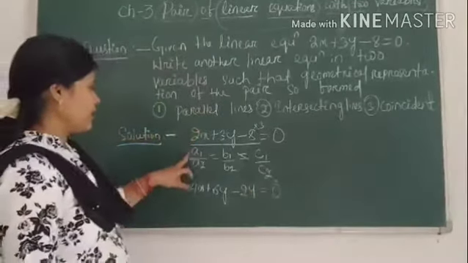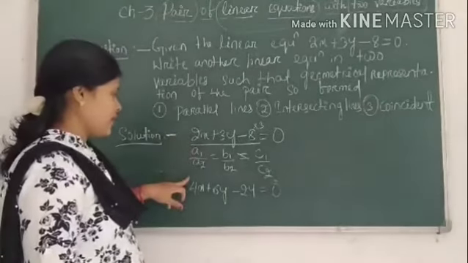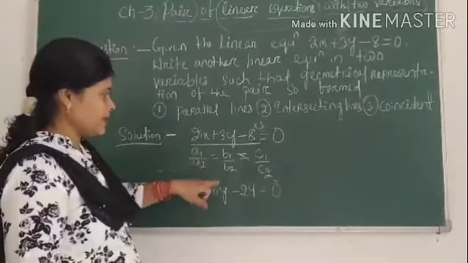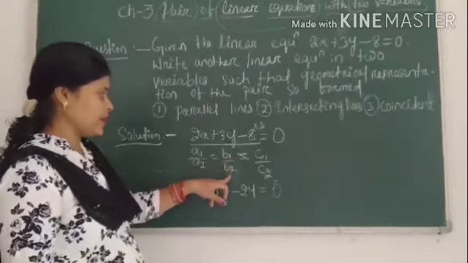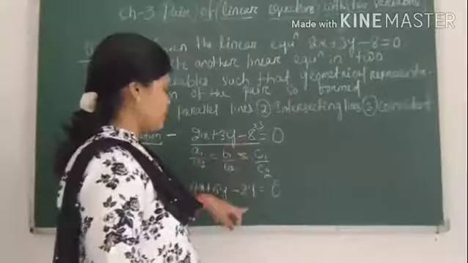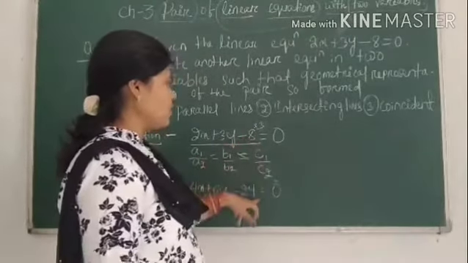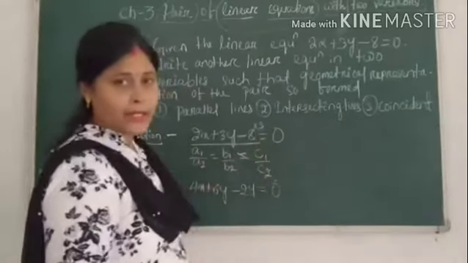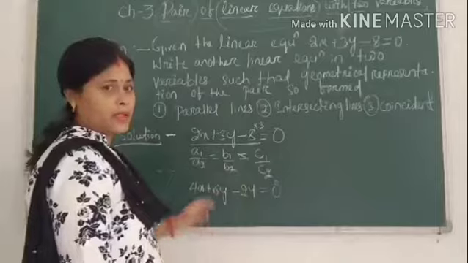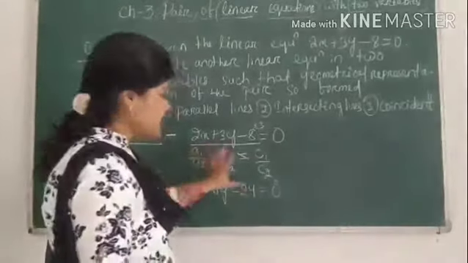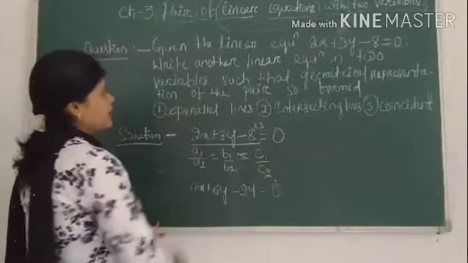Then find A1 by A2. So 2 by 4 is your half and 3 by 6 is your half. Means A1 by A2 is equal to B1 by B2 is not equal to C1 by C2. So 8 by 24, minus cut, so here I am getting 1 by 3. So your condition should be satisfied. Your condition is satisfied here. Done. So first one done.